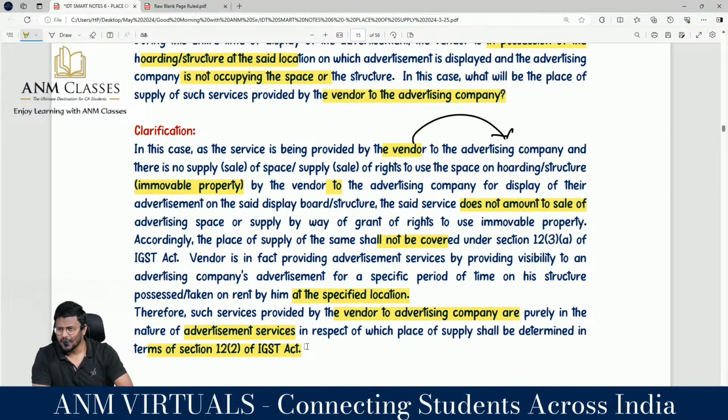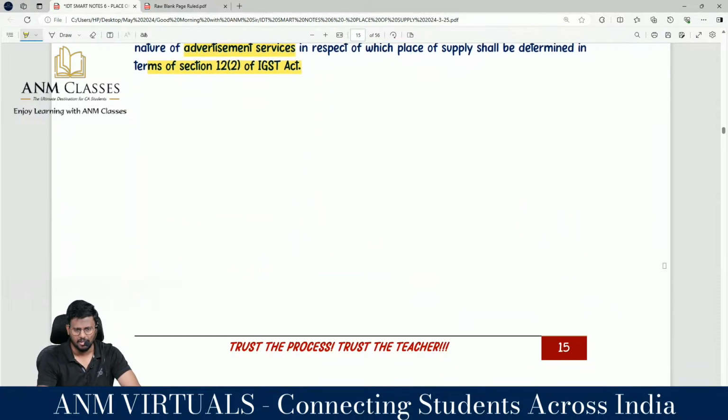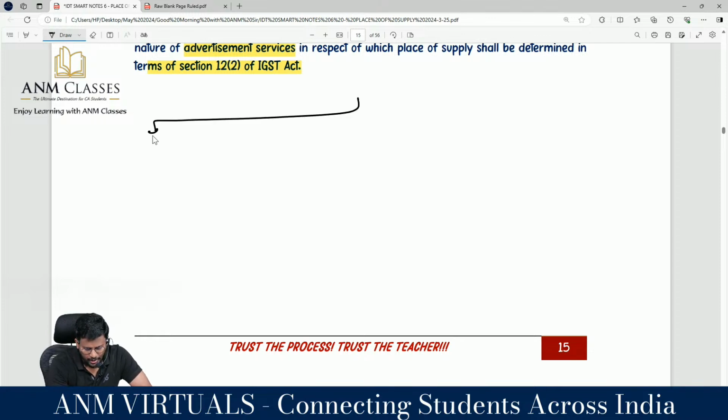Yes sir. Then my dear lovable students, for determination of place of supply it has to be covered under 12.2. General provision will be applicable, 12.3 will not be. So this issue has been taken care of, so they may frame a question based on this issue, and we may go wrong if we don't read this clarification, right? Yes, so one line summary of the entire discussion, my dear lovable students: advertisement services are actually classified into two categories.